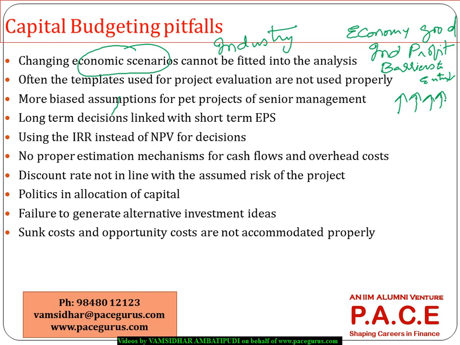So like this, even the cash flows, no proper mechanism, overhead costs, no proper mechanism, the discount rate which is being used may not be in line with the risk of the project, because based on the risk we have to compute the discount rate, but it may not happen that the discount rate that is used is properly adjusted for the risk.